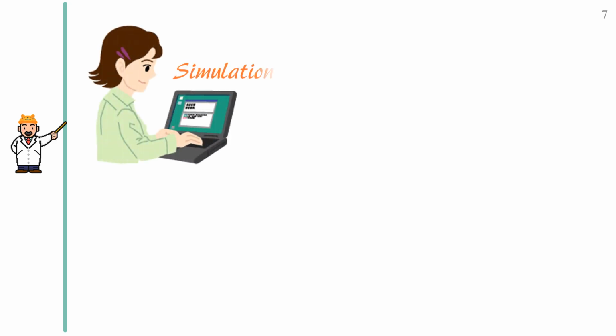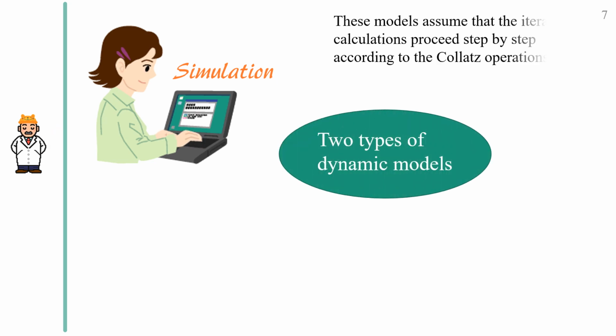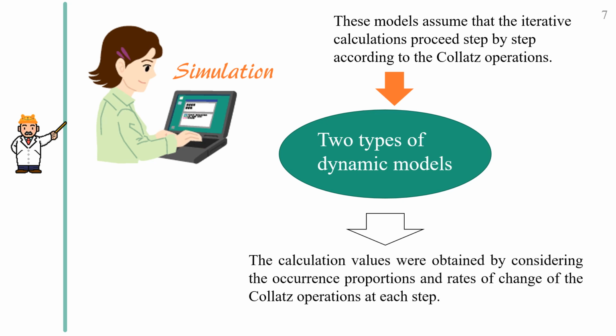Based on the determined proportions of operation types, I performed simulations of the iterative calculations. In this study, I constructed two types of dynamic models. These models assume that the iterative calculations proceed step by step according to the Collatz operations. Therefore, the calculation values were obtained by considering the occurrence proportions and rates of change of the Collatz operations at each step.